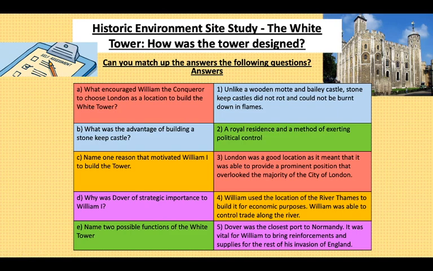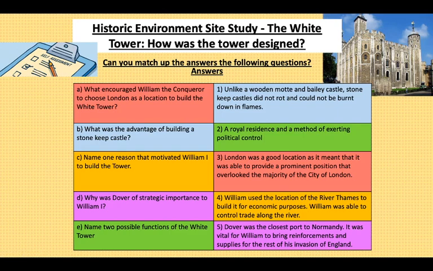B. What was the advantage of building a stone keep castle? That would be number 1. Unlike a wooden Motte and Bailey castle, stone keep castles did not rot and they could not be burnt down in flames. C. Name one reason that motivated William I to build the tower, and that would be number 4. William used the location of the River Thames to build it for economic purposes. William was able to control trade along the river.